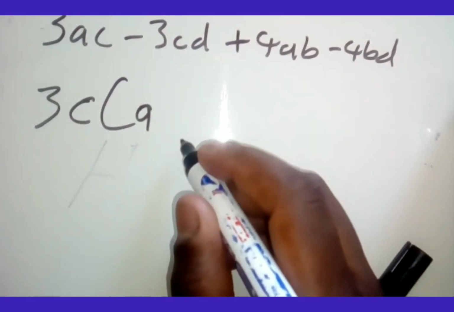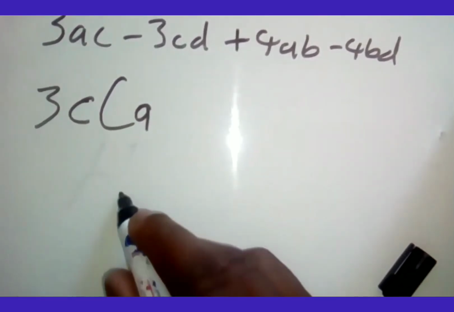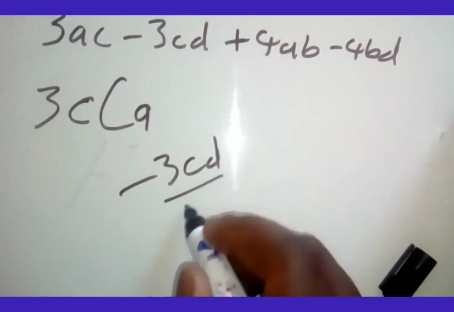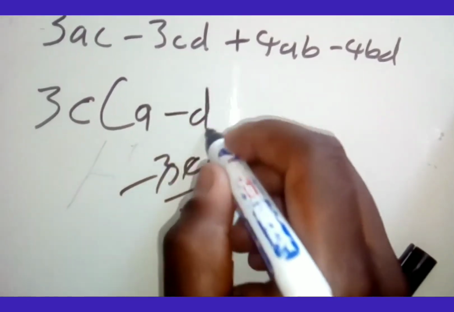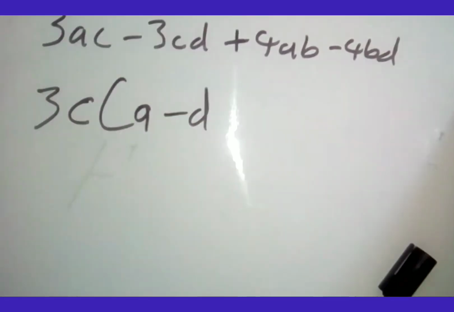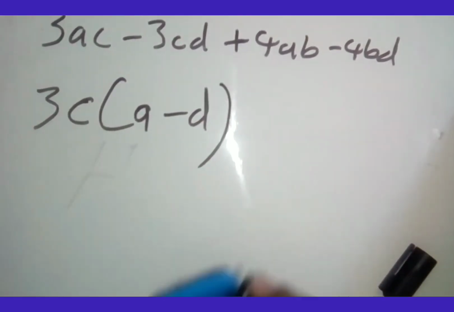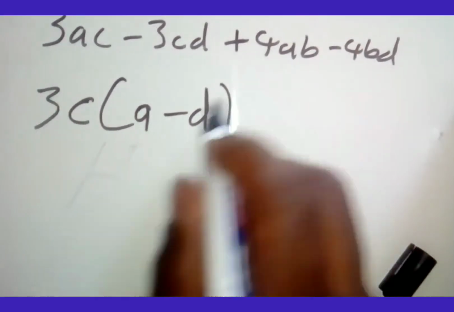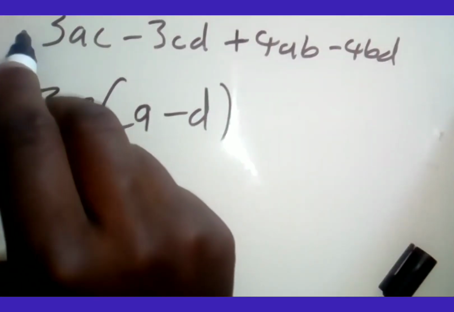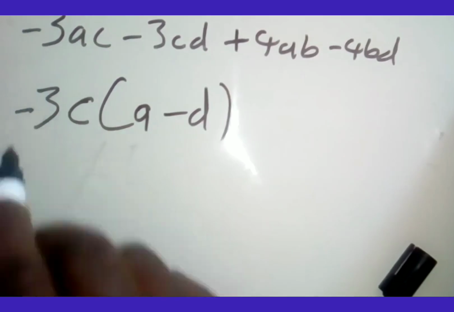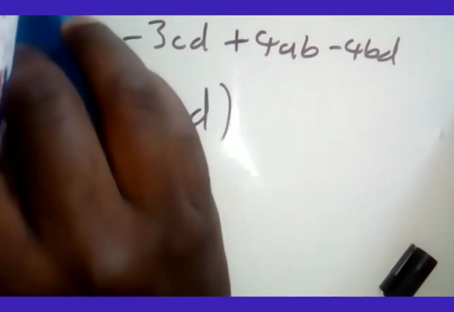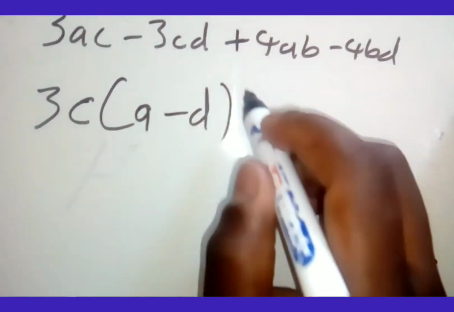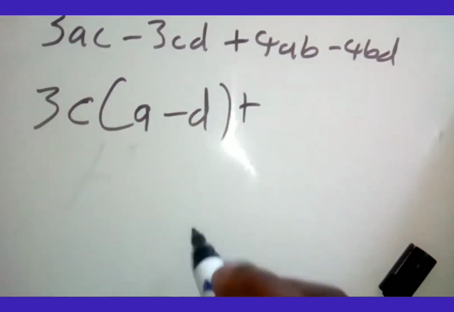Alright, so now let's divide this by that. When I have 3CD divided by 3C, the 3's will cancel, the C's will cancel, and we'll be left with negative D. Now let's factorize the other half. Notice if there was a negative in front of the first one, I would have factorized negative. But because there is a positive, I factorize positive.